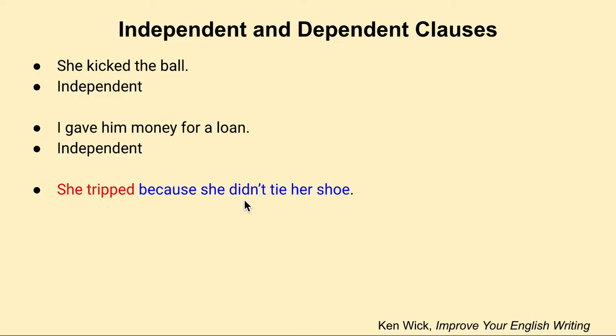The answer is, she tripped is an independent clause. It does not begin with a subordinating conjunction, but the second one does. Because is a subordinating conjunction. Therefore, the second clause is a dependent clause.